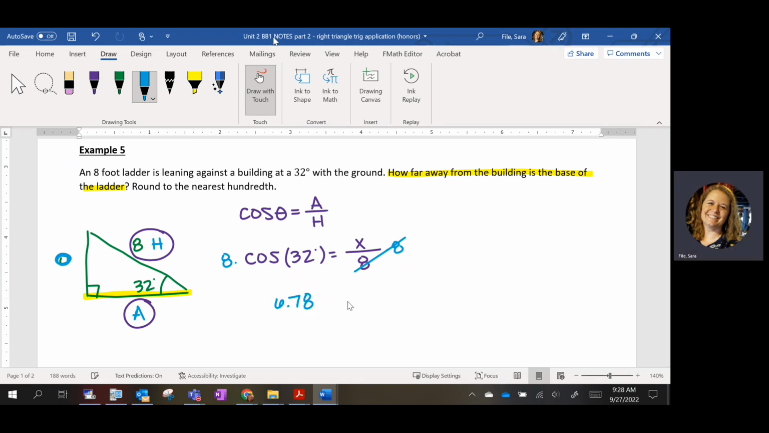If you have a unit of measure, use it. What are we measuring the distance in? Feet, because it said it was an 8-foot ladder. So that distance is in feet.